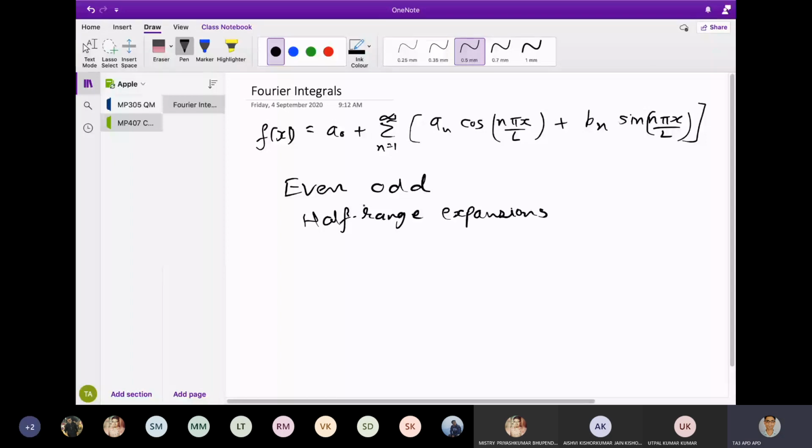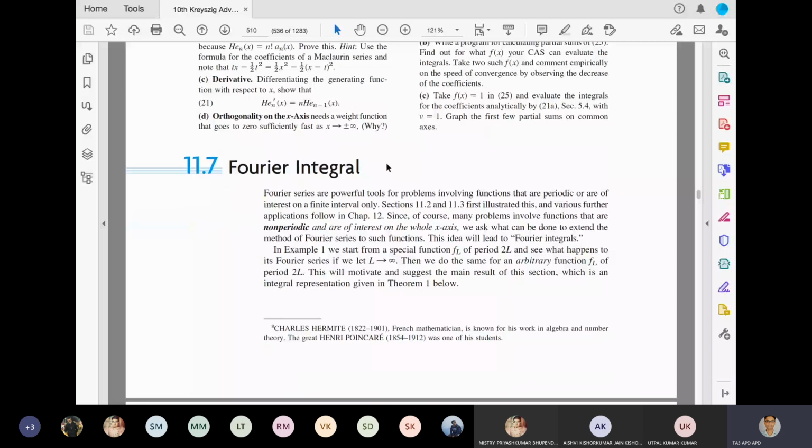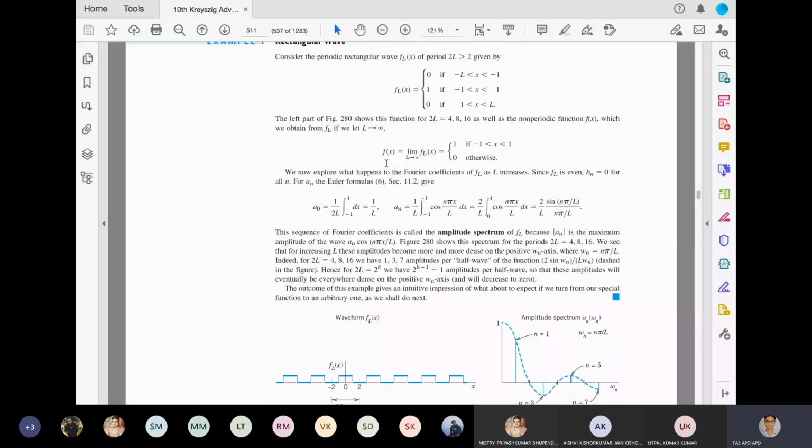After doing a couple of examples, I gave you some examples for the assignment. And the next topic that we are going to start is the Fourier integral. We will see how these Fourier series can be transformed into an integral format. For that, I will directly take this example from the book because I'm not going to draw all these things, but just want to highlight what exactly we want to do.